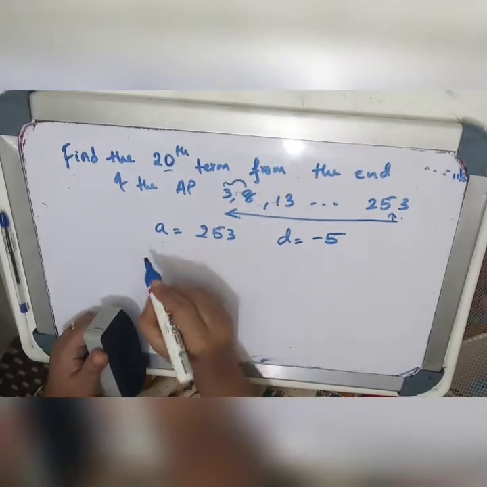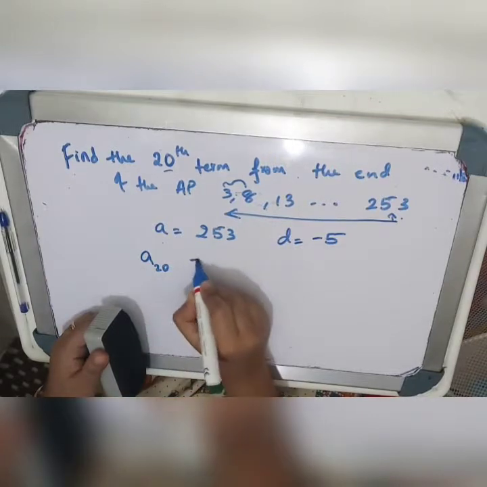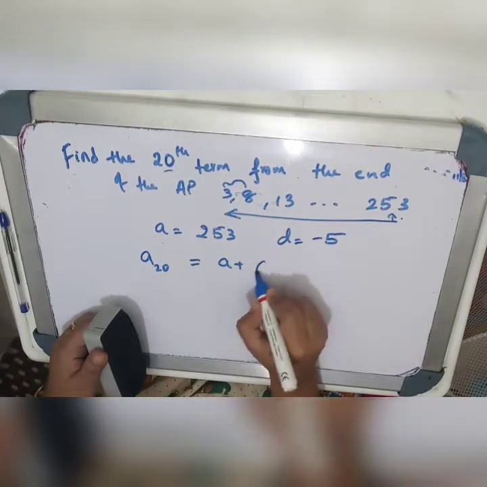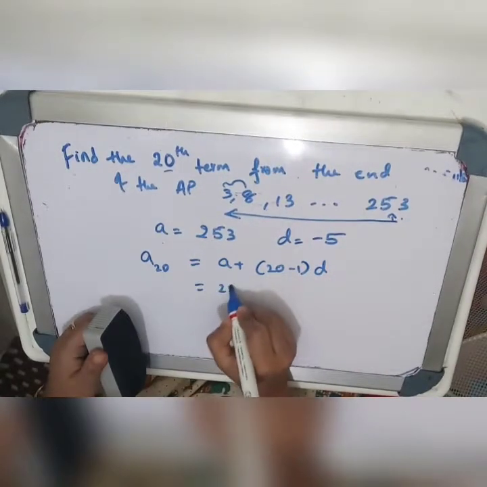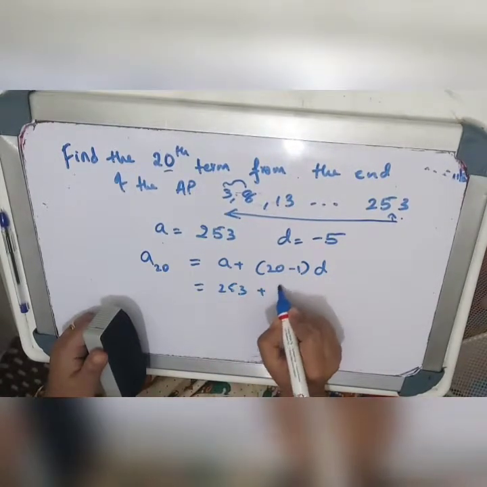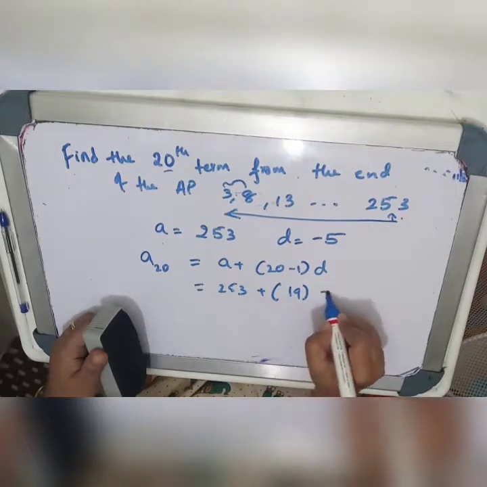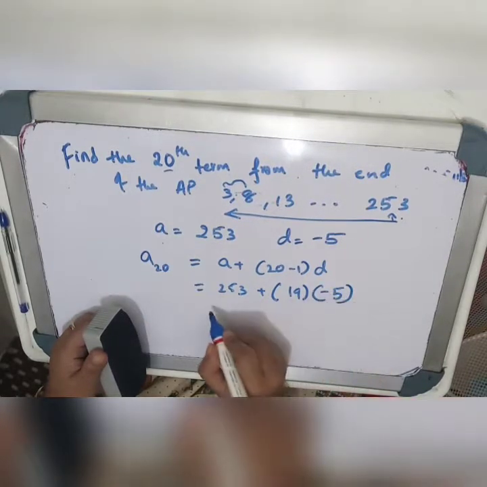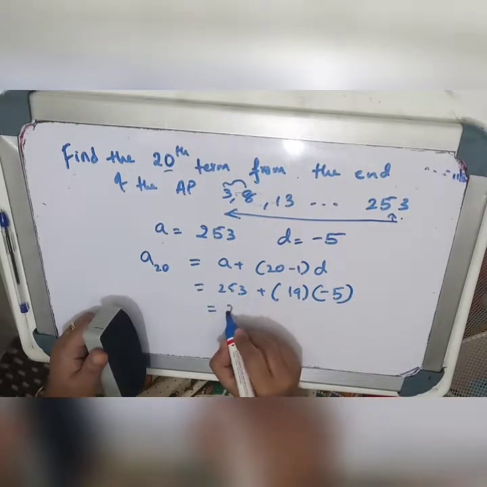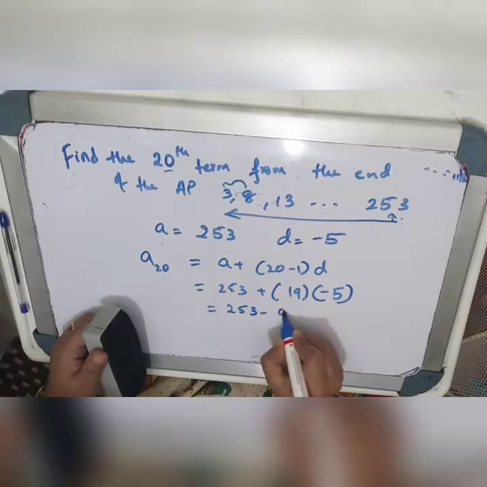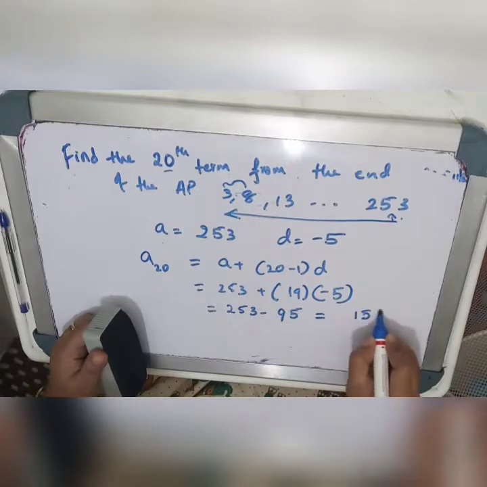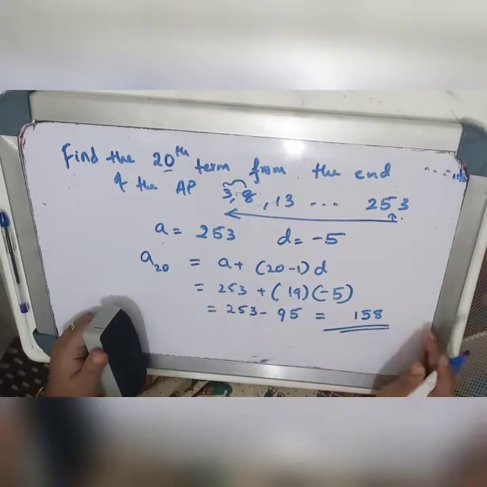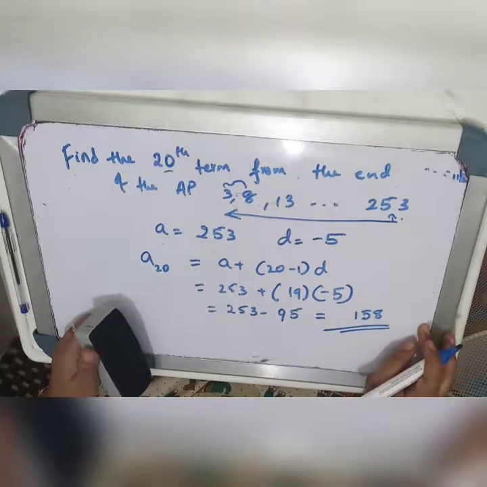Now we will apply the formula for the 20th term. A plus 20 minus 1 into D, that is 253 plus 19 into minus 5, that is 253 minus 95. This will obtain 158. So this is the 20th term from the end.